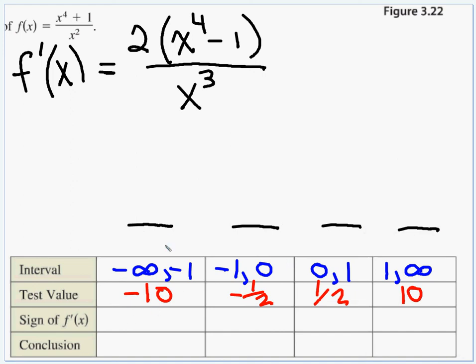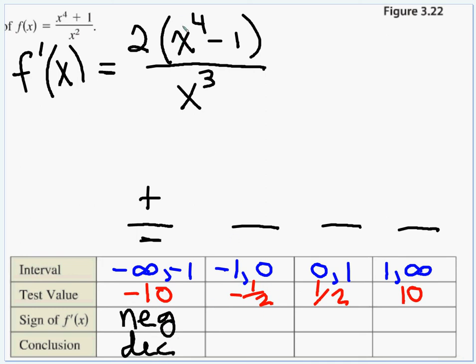So negative 10 to the fourth power, that's a very large positive number. Minus 1 is positive, times 2 is a positive numerator. But when we put the negative 10 in the denominator and cube it, a negative cubed is negative. So that will divide to a negative derivative, and our function decreases.